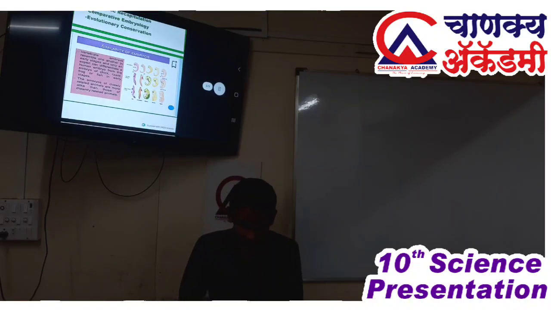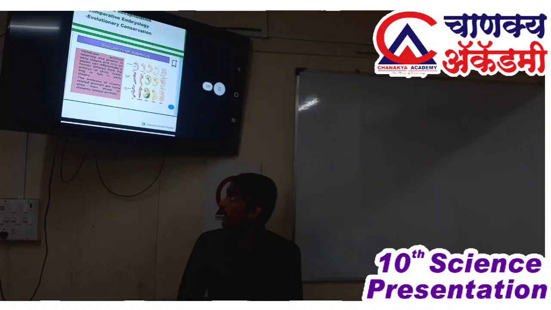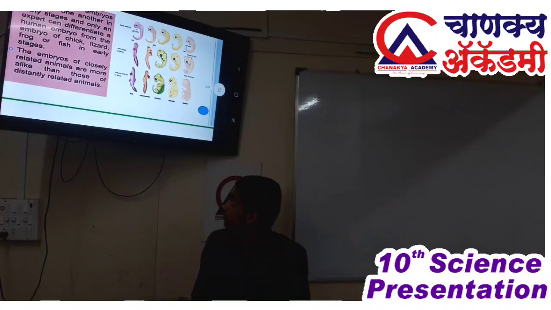First, similarities of embryos. Vertebrate embryos resemble one another in the early stages, and only experts can differentiate a human embryo from the embryo of a chimp, lizard, frog or fish in the early stages. The embryos of closely related animals are more alike than those of distantly related animals. You can see this in this picture.